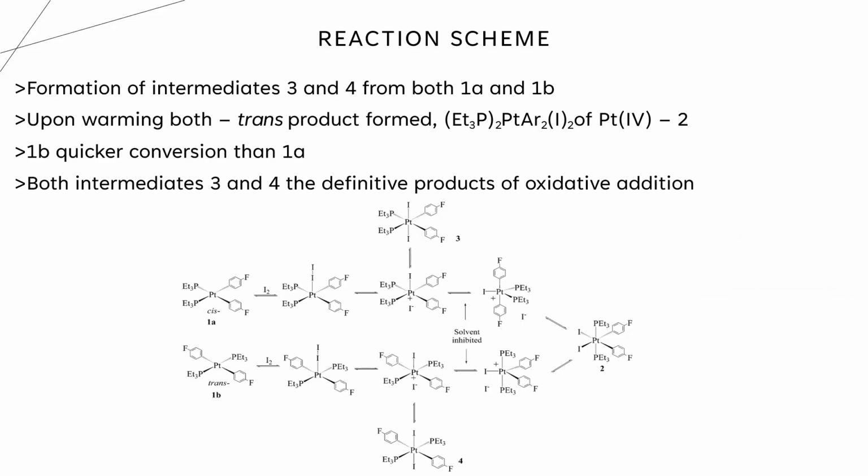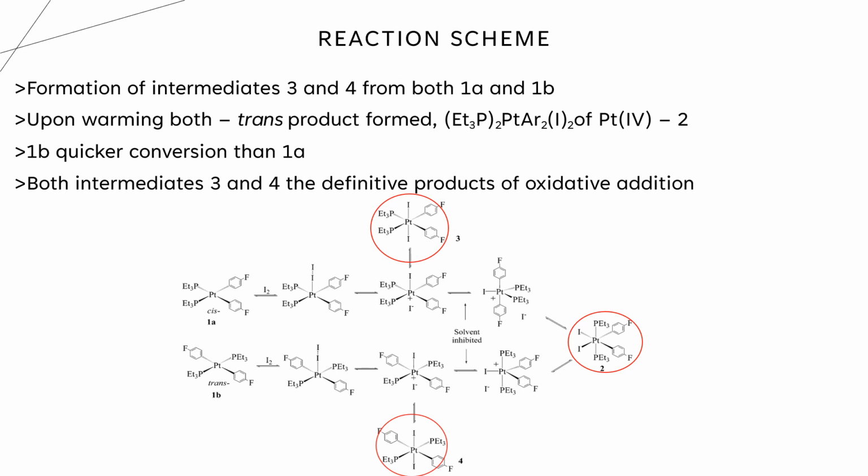So in full, you can see the reaction scheme for the entire reaction here, taken from the article, and you can see you have your starting cis and trans compounds, which are both square planar, and in reaction with I2, you form 3 and 4. Now 3 and 4 are our reaction intermediates, and they are octahedral complexes with the addition of this iodine. Now upon warming both of these complexes, you will form the final product that the article shows, and this is compound number 2 over here.